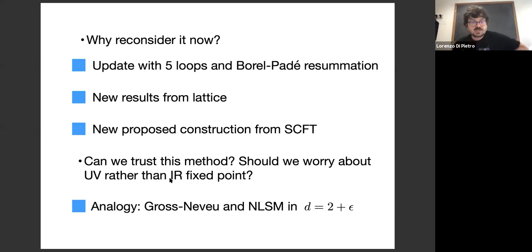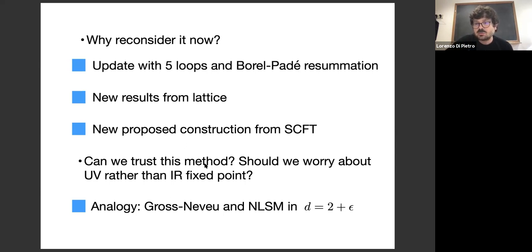On the optimistic side, I just want to mention the analogy with 2 plus epsilon dimensions, in which we can consider, for instance, the Gross-Neveu theory or the nonlinear sigma model. And in that case, we do know that the extrapolation is correct, meaning that we find a fixed point in 2 plus epsilon, it is a UV fixed point. And when we extrapolate to 3D, it corresponds to an existing conformal field theory. And we can even use these extrapolations to try and predict some observables.